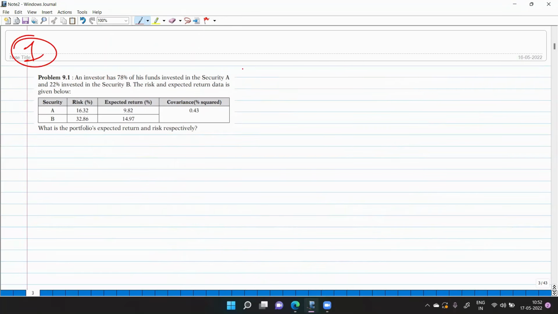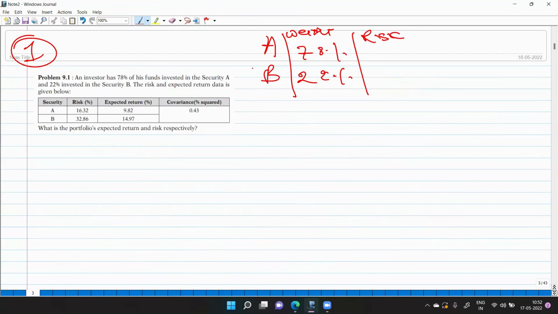An investor has 78% of his funds invested in security A. So there are two securities, and here they have given the weights: these are 78, these are 22. The risk and return are given. Risk it is saying is 16.32. Let's calculate the return first.